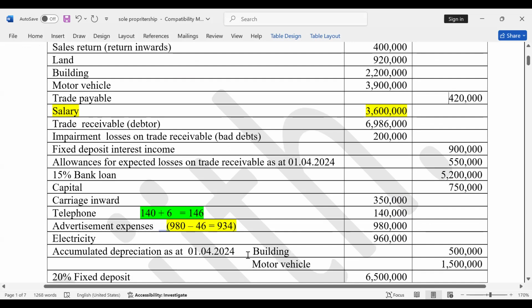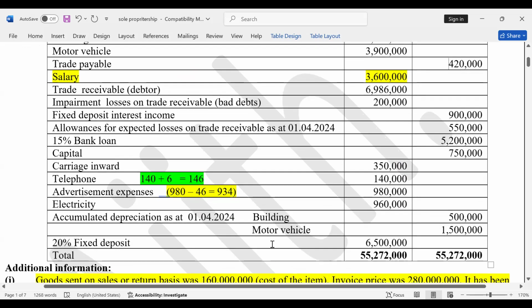Then capital and equity as opening balance. Carriage inwards also goes under cost of sales calculation. Electricity is an administration expense. All other things we have discussed. Record those information.